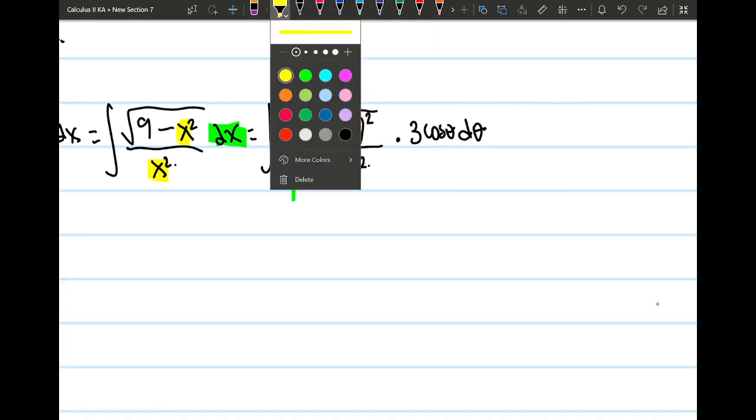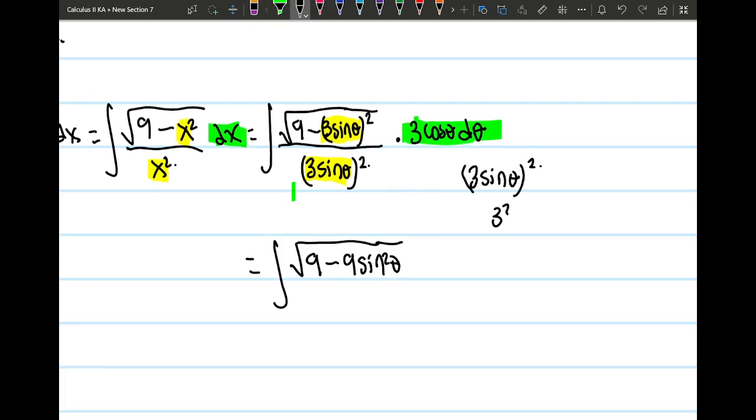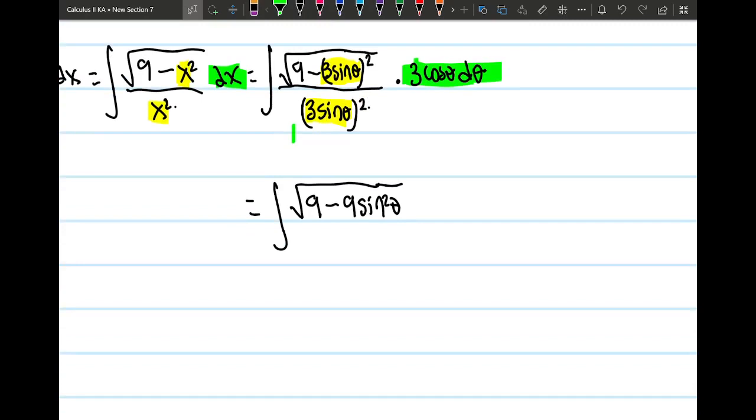So that's in green, right? So we're basically converting everything in terms of theta. So now this is equal to the integral of the square root of 9 minus 9 sine squared of theta, because 3 sine of theta squared is really 3 squared sine of theta squared, right? So it's going to be 9 sine squared of theta. I just want to make that very clear. So that's what goes in for that.